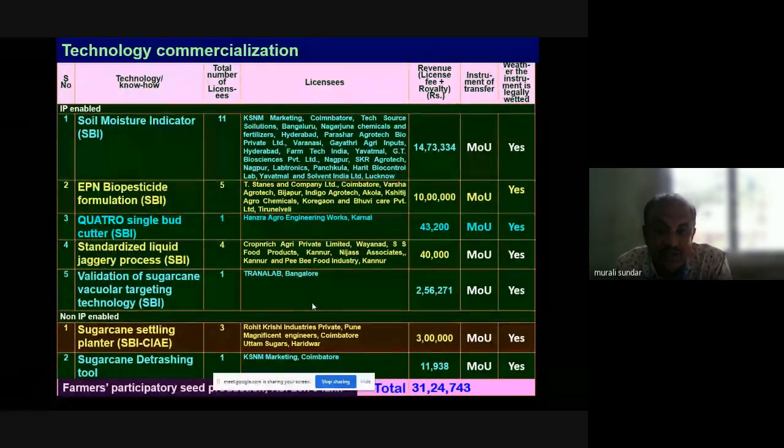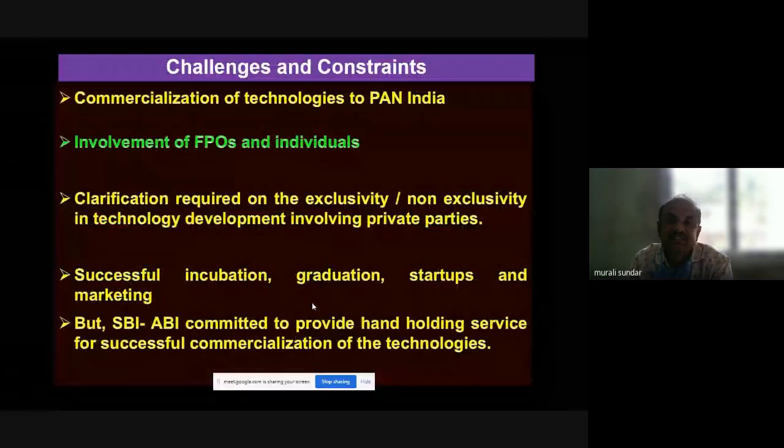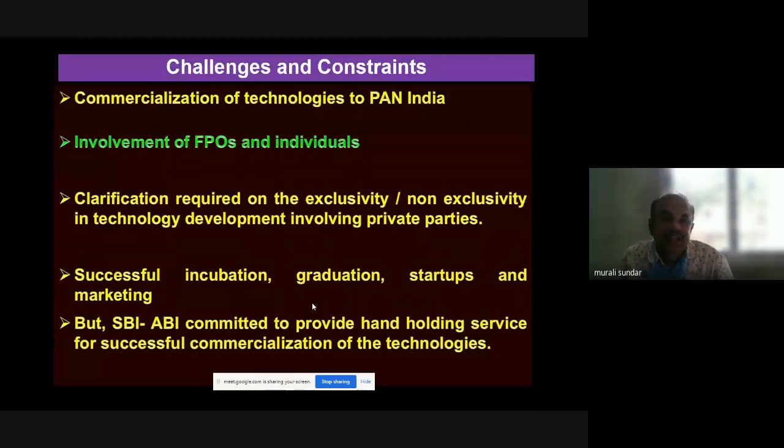We keep the royalty at a low percentage so that the product will be commercially sold to most of the needy people. Apart from that, we could see some challenges and constraints in agribusiness incubation. The main challenge is commercialization of technology across pan-India. Though the institute is situated in the southern part of the country, our product is yet to take off. It has not completely disseminated or reached the grassroots level. That is our major constraint or challenge now.